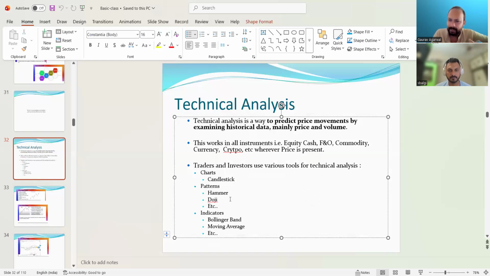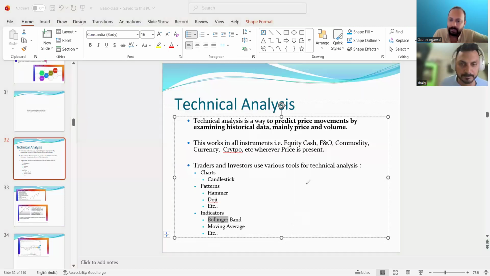Then we have certain patterns that we will talk about, like hammer and doji. Then we have some indicators that we put on our charts to increase the accuracy of our trades. So the first is candlestick; on top of that we will use patterns, and on top of patterns we will use indicators. These are the three things we will use in our technical analysis to read the charts and predict price movements, right?